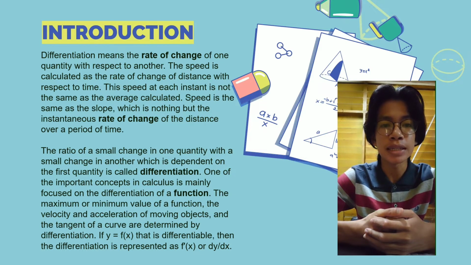Speed is the same as the slope, which is nothing but the instantaneous rate of change of the distance over a period of time. The ratio of a small change in one quantity to a small change in another, which is independent of the first quantity, is called differentiation.